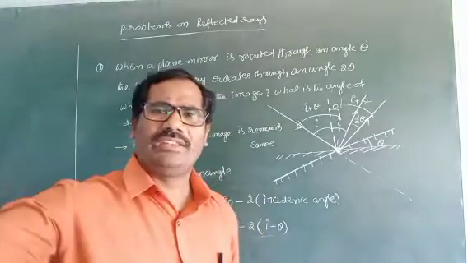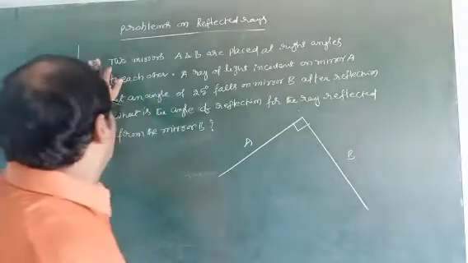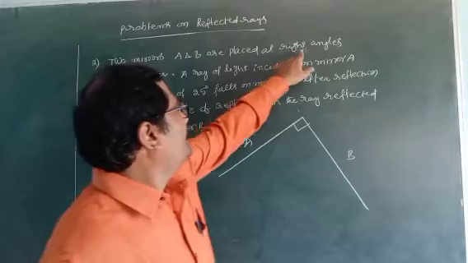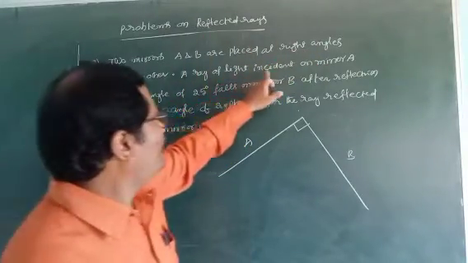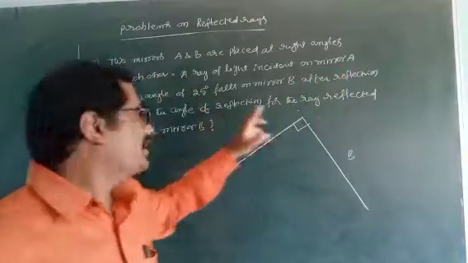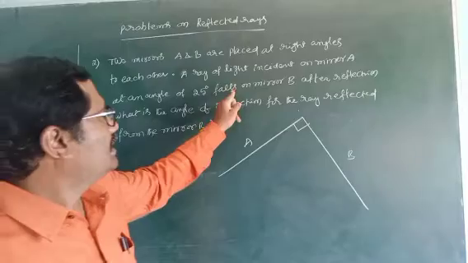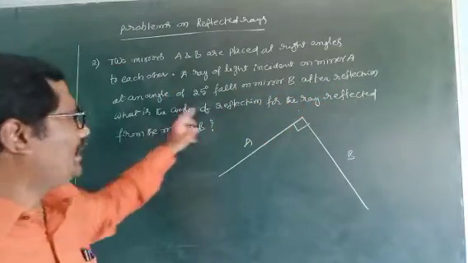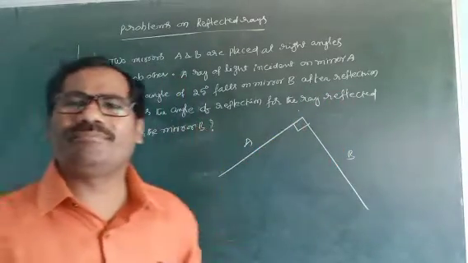Next, another one. Listen, students. Second one: two mirrors A and B are placed at right angles to each other. A ray of light is incident on mirror A at an angle of 25 degrees and falls on mirror B after reflection. What is the angle of reflection for the ray reflected from mirror B?